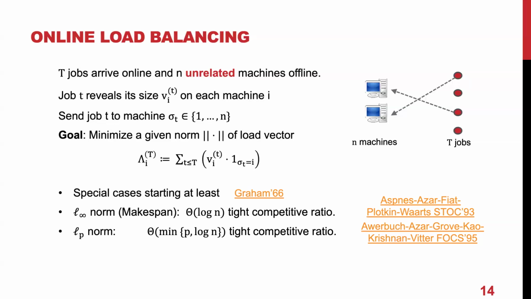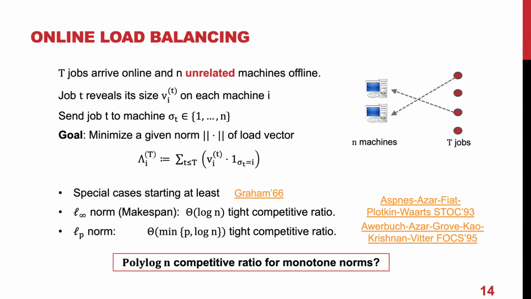Good. So the main question, which is still open, is can we obtain a polylog or a good approximation competitive ratio for this problem for all monotone norms, like any monotone norm? We still don't know the answer to this, which is a nice open question.